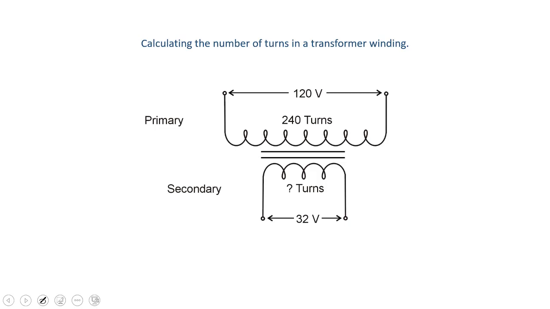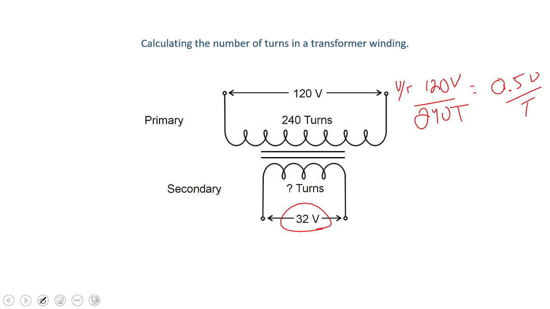Calculate the number of turns in a transformer winding. So we just did this, 120 divided by 240 turns. So this is my volts per turn. That is equal to 0.5 volts for every one turn. Now on the secondary, I've got 32 volts. So I know that my V secondary would be equal to my number of turns on my secondary times my volts per turn ratio.